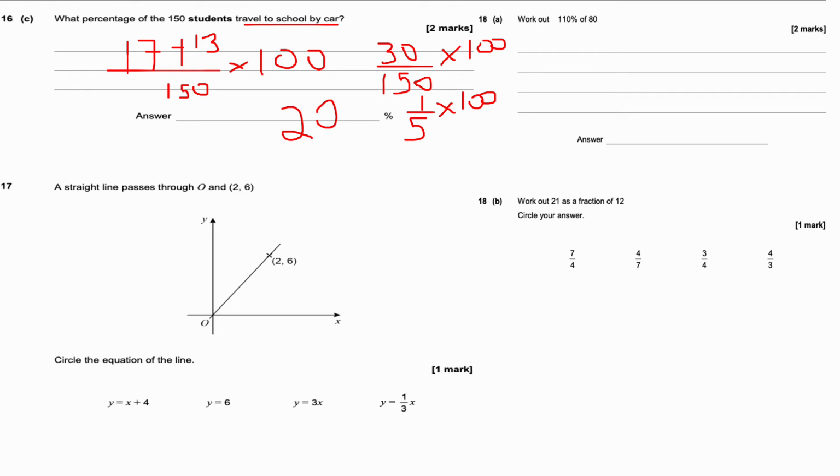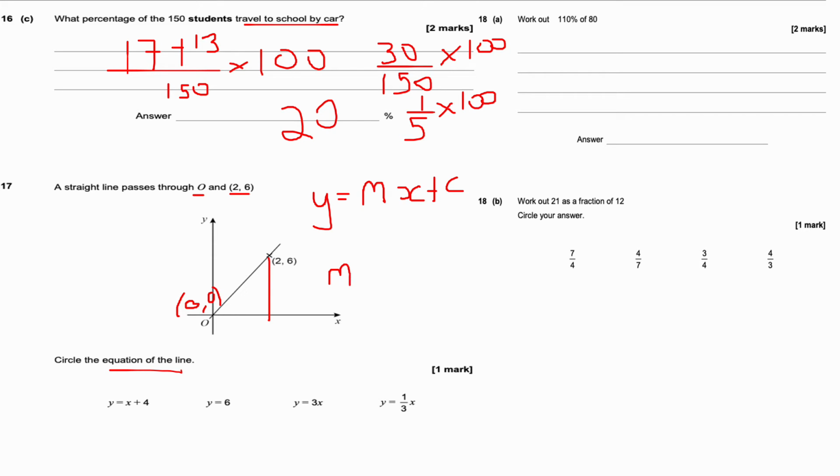This is question number 17. A straight line passes through the origin (0, 0) and (2, 6). Circle the equation of the line. I've got the coordinates here. I've got to first work out the gradient and then the y-intercept. It's in the form y equals mx plus c, where m is my gradient and c is my y-intercept.